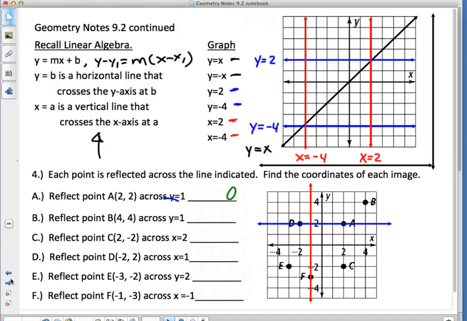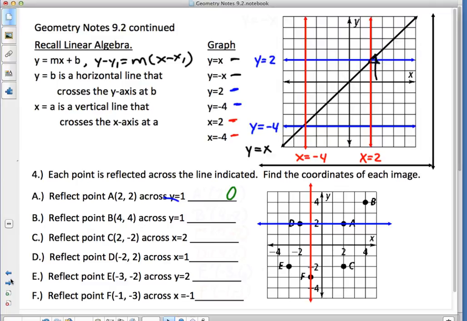So you've got to keep in mind that if I go 4 over, 1, 2, 3, 4, and I go 4 up, 1, 2, 3, 4, I'm back on that line. Crazy. This is a 45-45 line, okay? I know it makes 45 degrees with the axis, but I don't have to know that. I just need to know that this is the y equals x line.